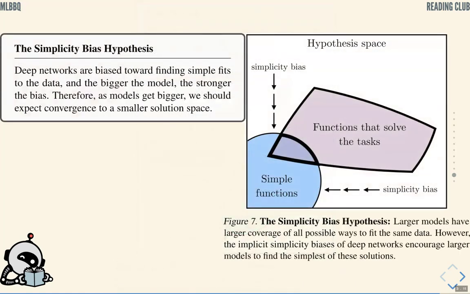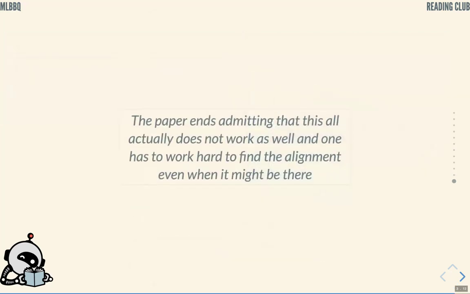And another one, simplicity bias. We know there is simplicity bias, that there is some representation that models prefer. We just don't know why; there could be explanations for that. But because there is simplicity bias, like localism, things like that, that's a hypothesis. Then the paper ends with two pages admitting that this all actually doesn't work as well as one would want.